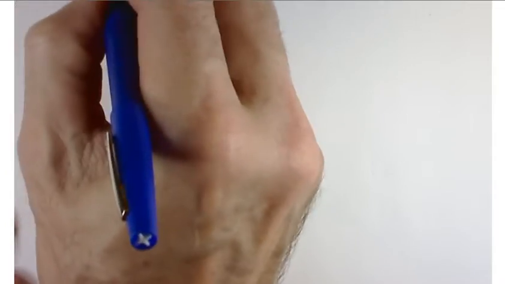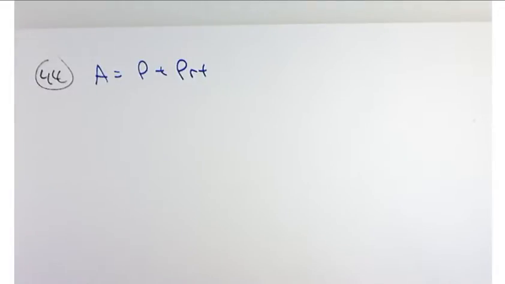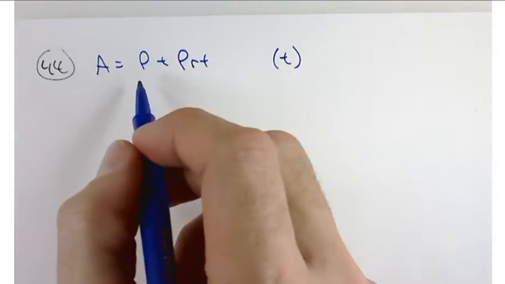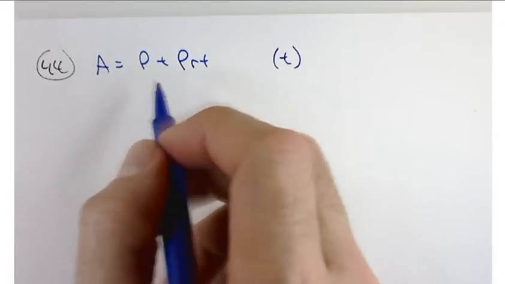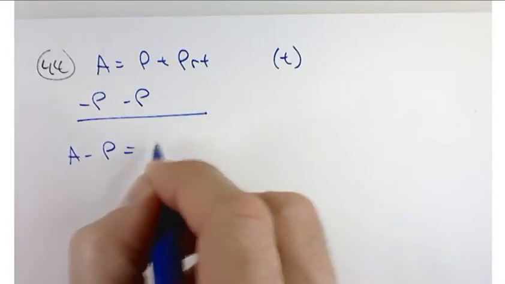A equals P plus PRT. So this formula has to deal with principal and interest, and we're asked to solve for T in this particular case. Generally speaking, you're going to work in kind of reverse order of operations, so you're going to do your addition and subtraction before you do multiplication and division, with the exception that if there are fractions in it, maybe we'll get rid of those first. Since there are no fractions in this, I'm going to subtract P from both sides. A minus P equals PRT.